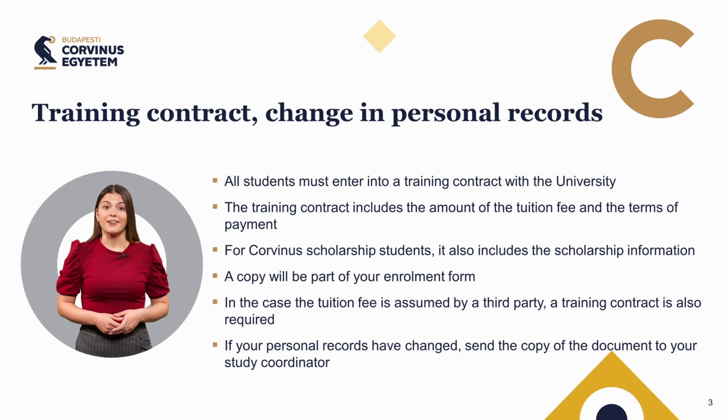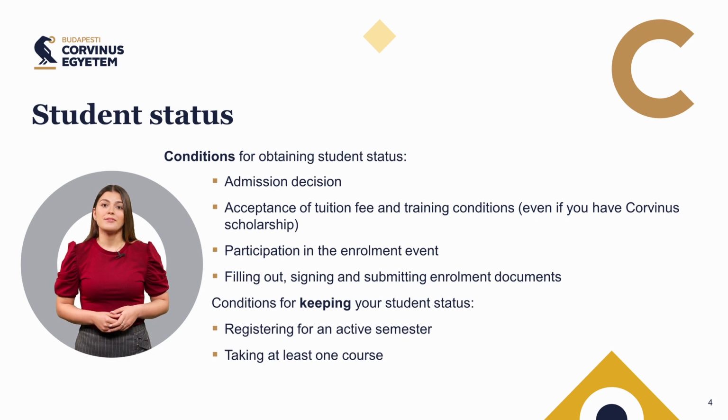If your personal records have changed compared to the ones recorded on Neptune, please send the documents containing the new information to your study coordinator electronically and ask for an update in Neptune. Let's see once again under what conditions your student status relationship can be obtained. If you have an admission decision, participated in the enrollment event, filled out, signed and submitted the enrollment documents, you can obtain your student status.